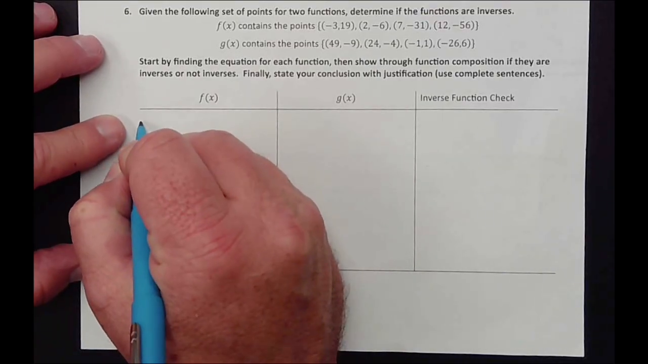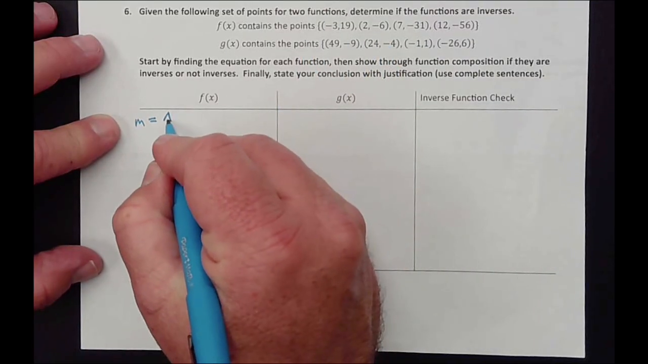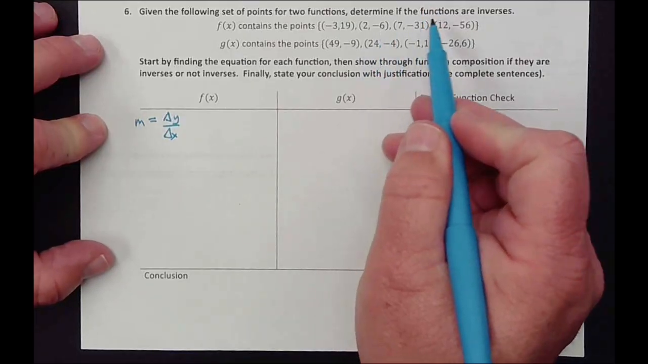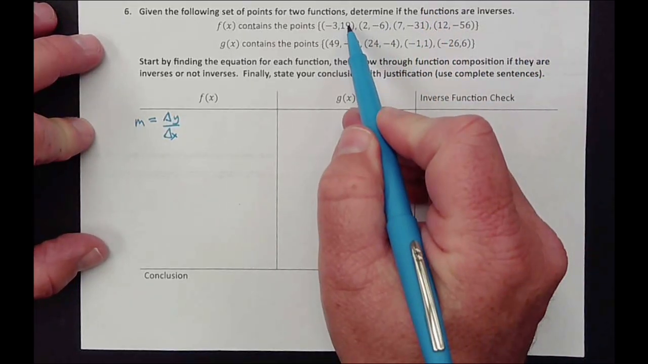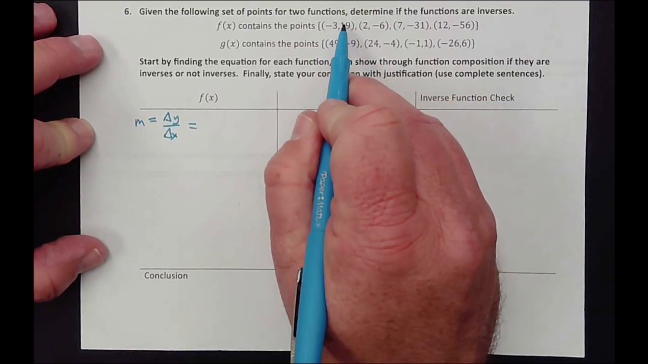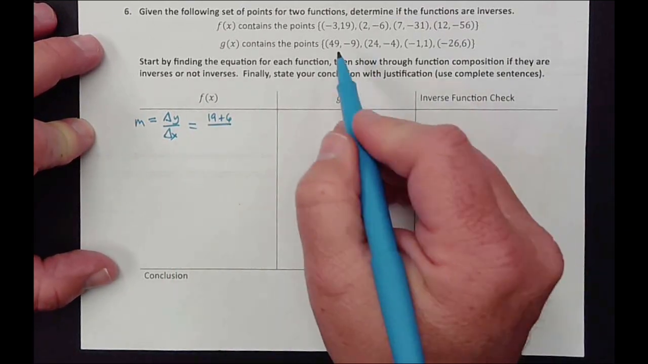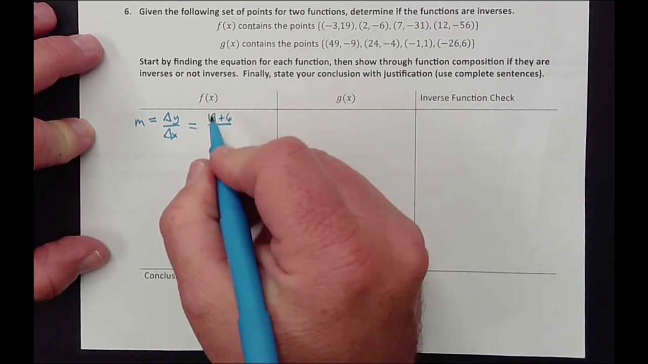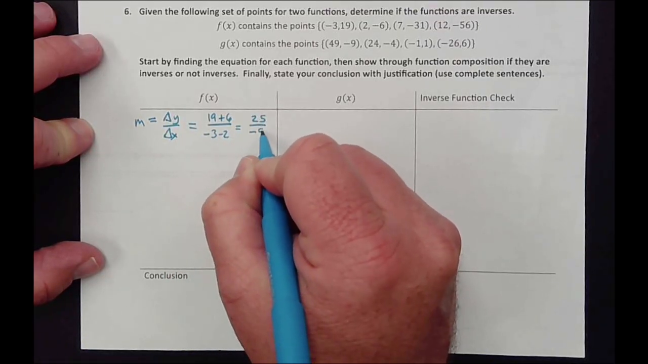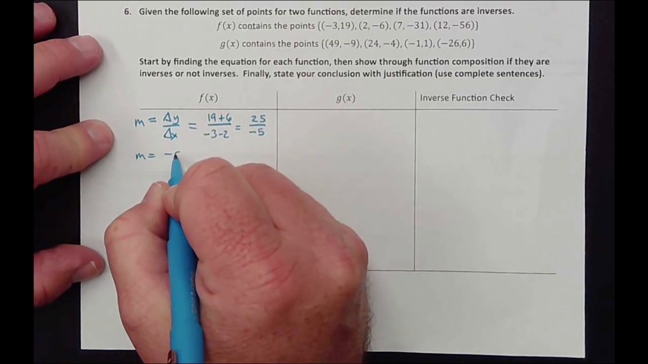So for the slope for f of x, remember slope is change in y over change in x. So all I need to do is find two y values. I'm going to pick the easier ones for me. We're going to go 19 and -6. It does not matter, as long as you follow the same order. I'm going to go 19 minus -6, or 19 plus 6, and then it's -3 minus 2. So we end up with 25 over -5, and this is going to give me a slope of -5.